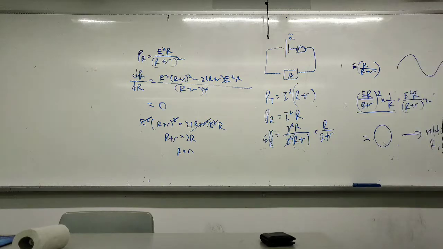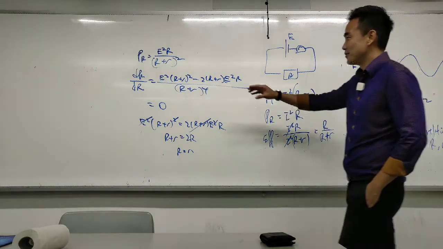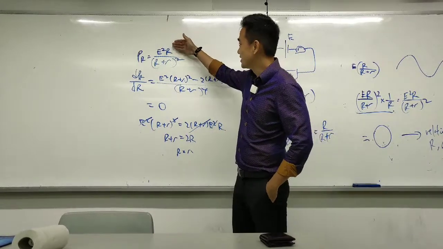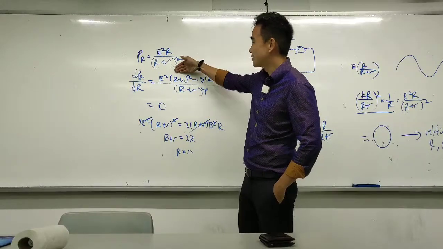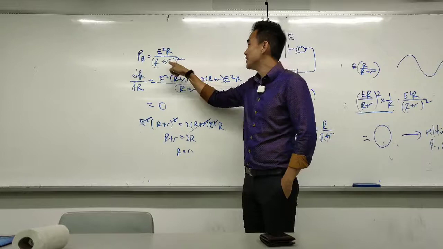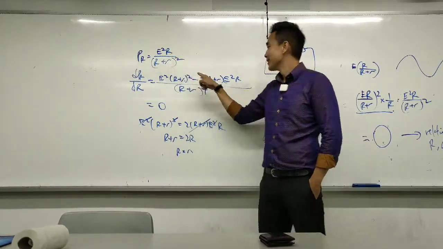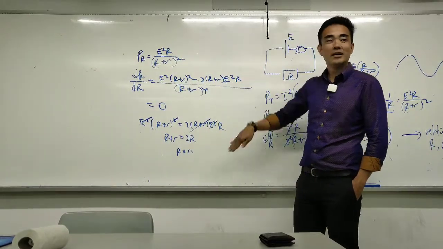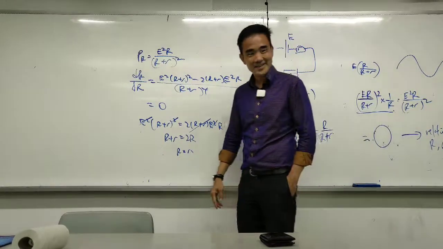Yes, go ahead. How did you differentiate them? How do you differentiate a fraction? Remember the quotient rule? If we've got this divided by this, we differentiate this times this one, then minus differentiate this times this, then divided by the bottom squared.